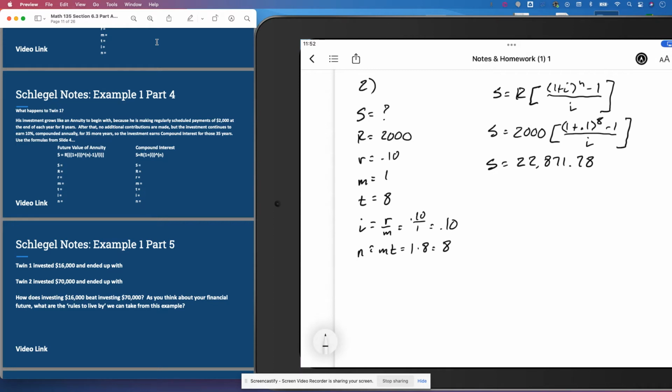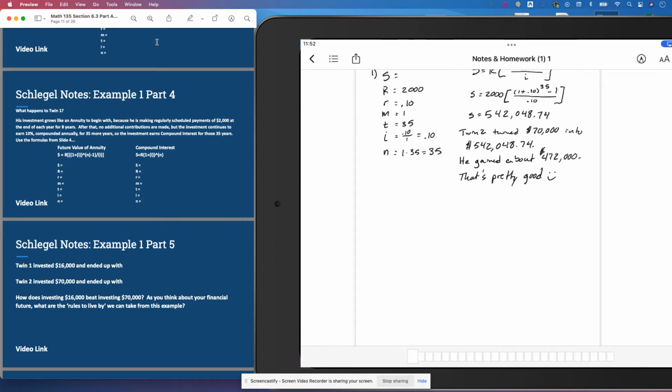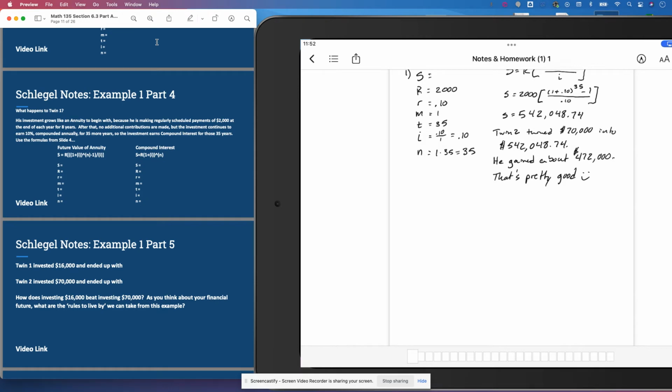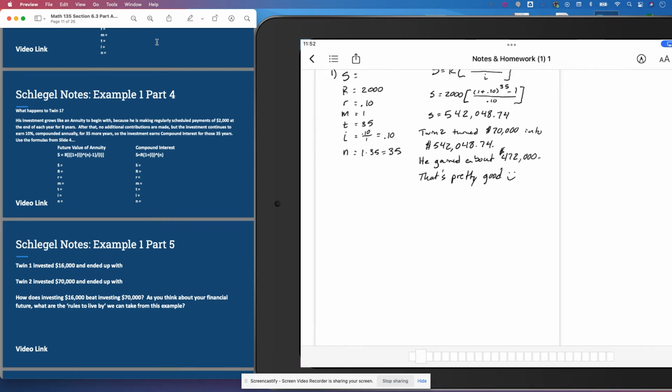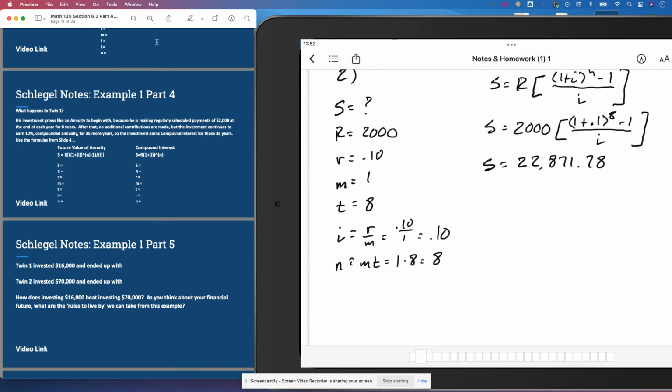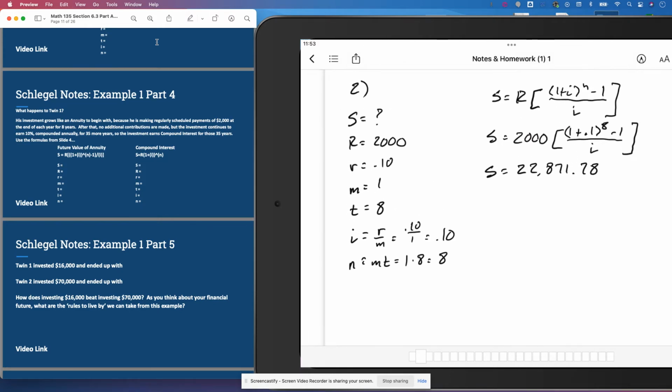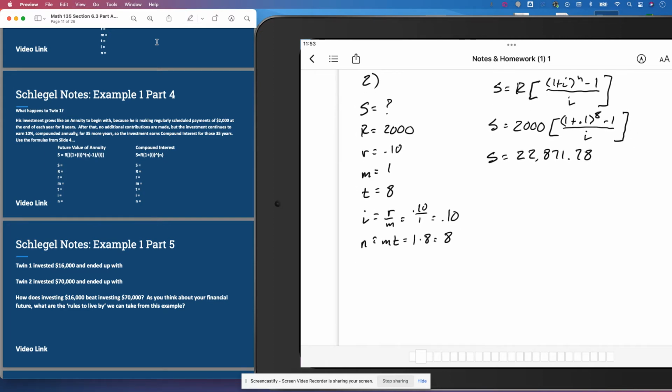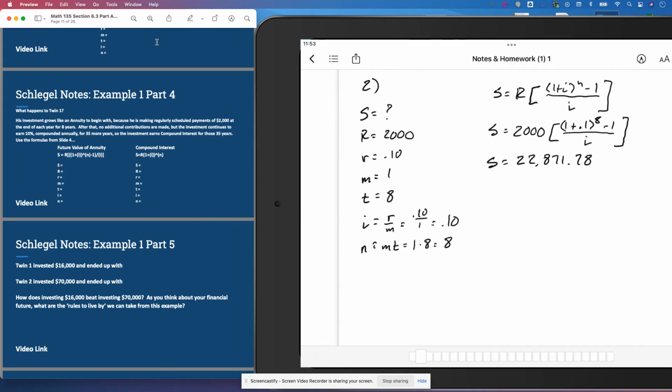So this twin has $22,871 in the account when he is 30 years old, which doesn't seem great when compared to twin 2, who ended up with $472,000. So at this point, twin 2 would be like, really letting his brother have it, like, hey man, I really got it. I did the awesome thing and I tore it up. So let's go and continue with twin 1 from the time he's 30 years old to the time he's 60.